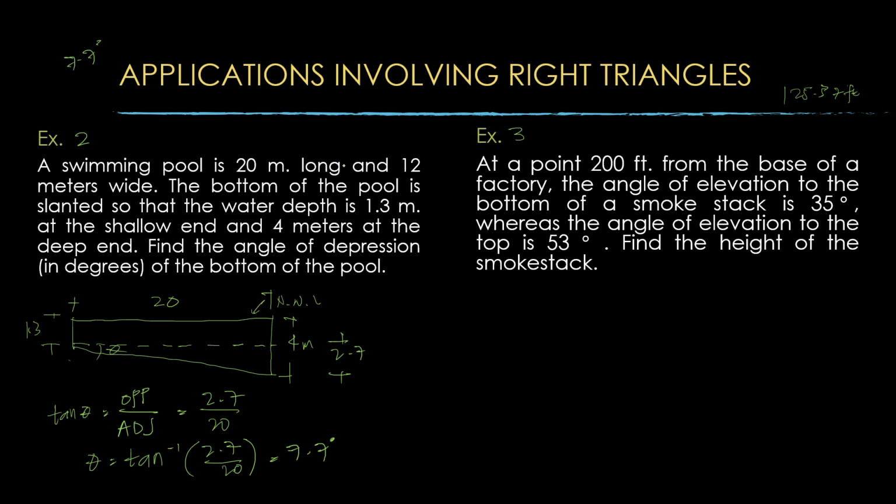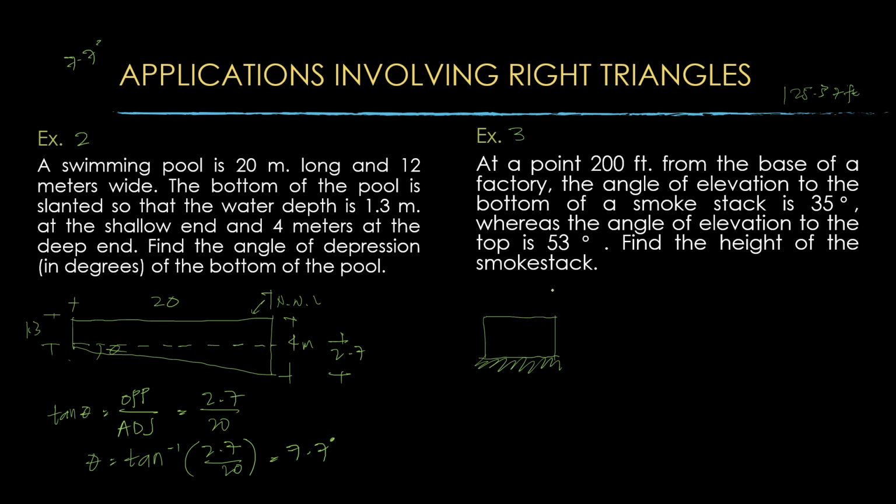How about example number 3? The problem says that at a point 200 feet from the base of the factory, the angle of elevation to the bottom of the smokestack is 35 degrees, whereas the angle of elevation to the top is 53 degrees. We are to find the height of the smokestack. Like a chimney. Kumbaga, this is your building.